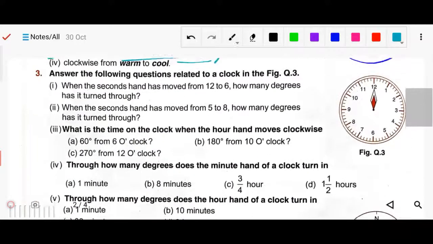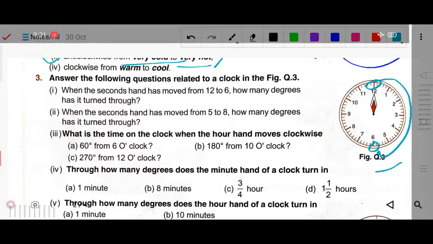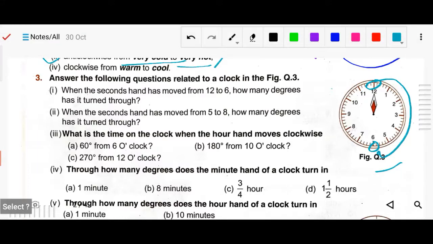Now question number 3: answer the following questions related to a clock in the figure. When the second hand moves from 12 to 6, it moves from here to here. So how many degrees has it turned through? From here it will come to here.